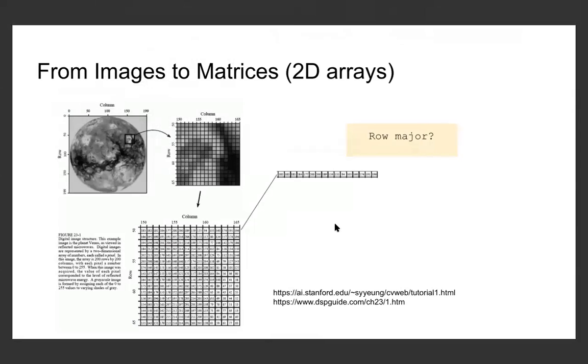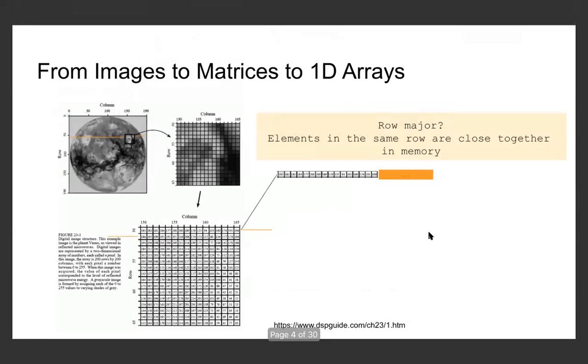So the other thing is that images, like any matrix, are stored in row major. Just keep that in mind, like in C. If you were to use Fortran, it's column major, but in C, it's all row major. So that's the order in which things are stored. The basic idea of row major, I think we covered this maybe in the second or third class, is that elements in the same row are closer together in memory.